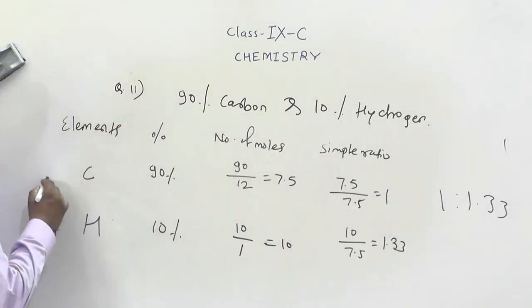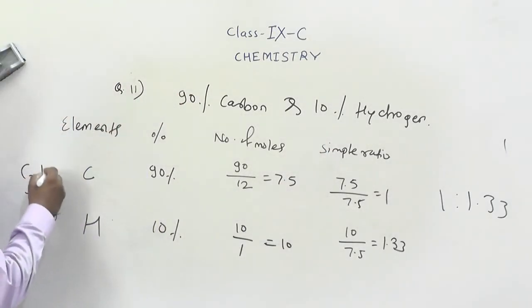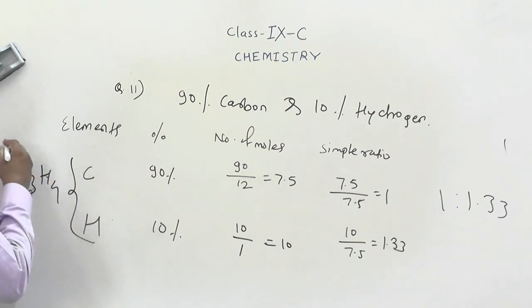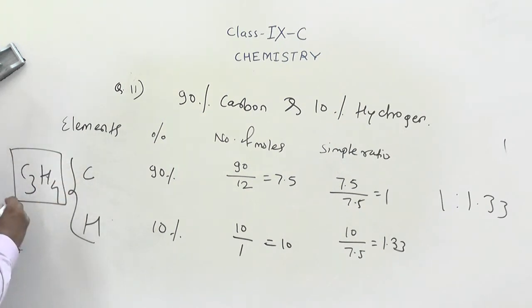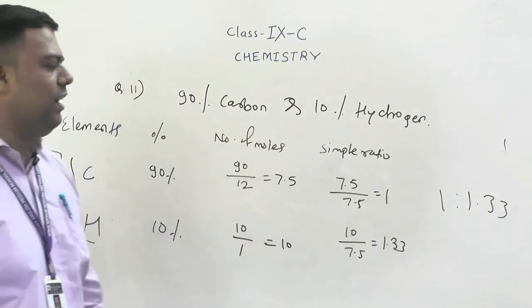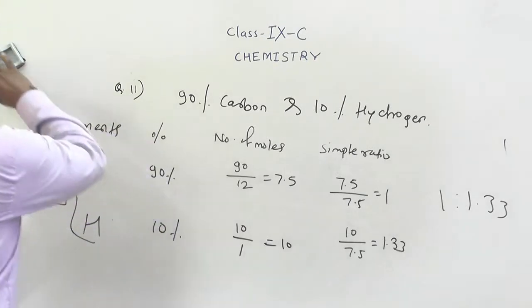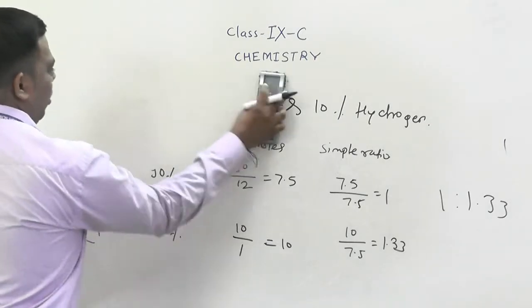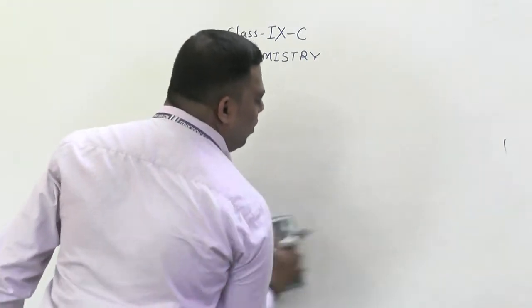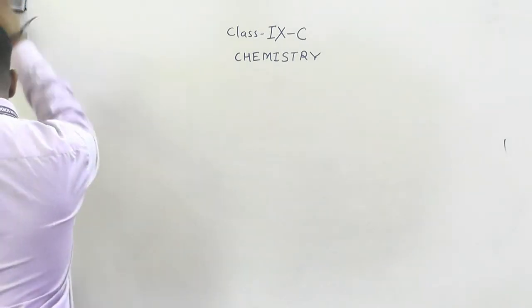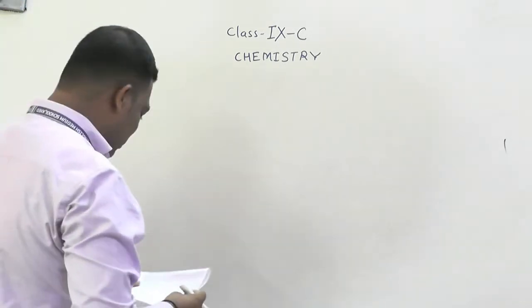C3H4. You will get C3H4 from this. Understood? So this is important here. You can calculate like that also, or directly we can find it with the ratio. Okay, so that was question number 11. Now we will discuss question number 12.